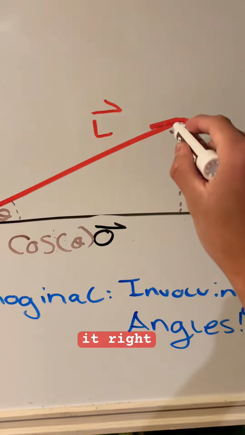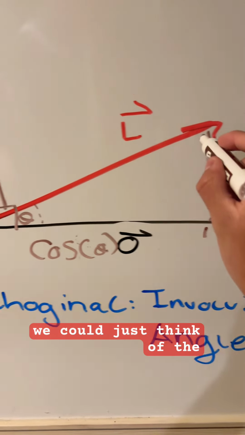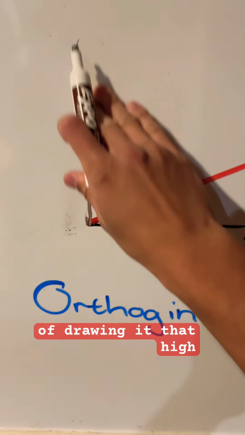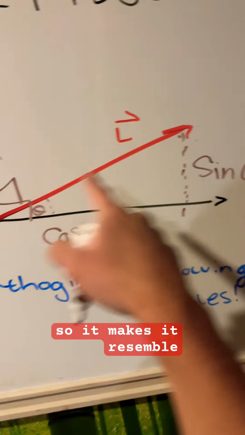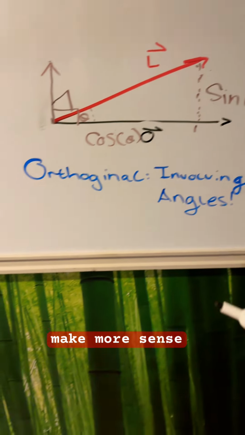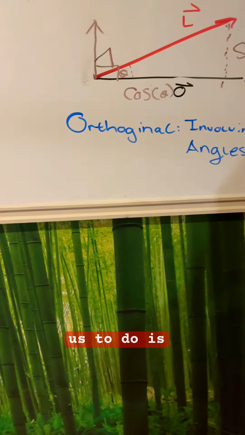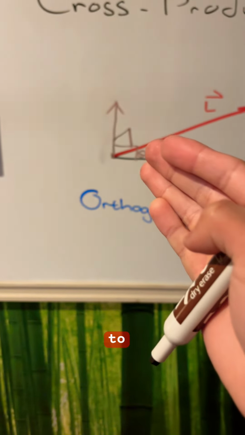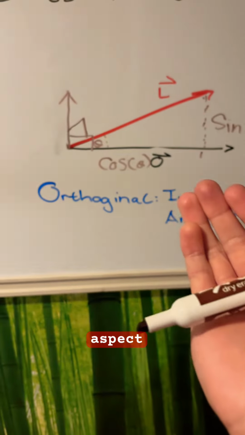So instead of projecting it right here, we could just think of the value projecting all the way back onto here, like this vector. So instead of drawing it that high, you draw it a little smaller so it makes it resemble and make more sense. So basically what this allows us to do is allow for more of a 3D projection and, like I said, give a 3D aspect to it.